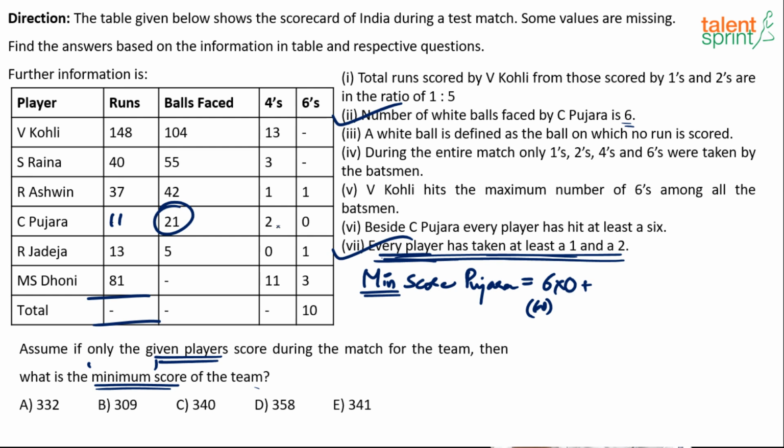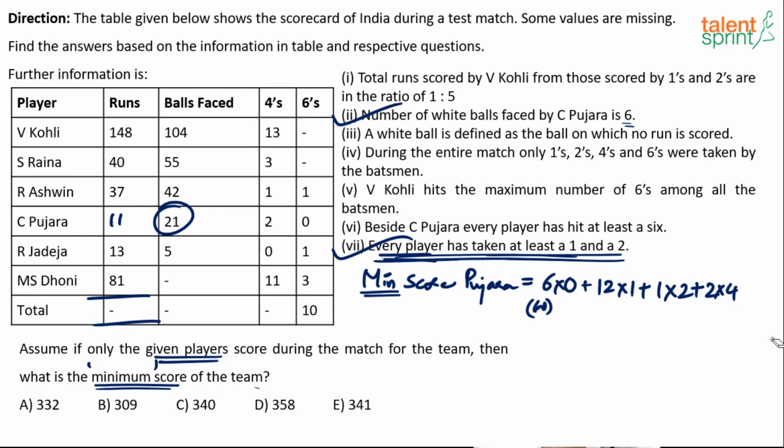Then if you see, he has scored 2 fours. 6 plus 2, 8. Out of 21 balls, 8 balls are gone here, in white balls, 4s and 6s. Remaining are 13. I would assume in all the remaining 13 balls he would have taken singles, but then there should be at least 1 single and 1 two by each batsman. So out of the remaining 13 balls, I can say he has taken 12 singles and only 1 double. I mean 1 two. So 12 into 1 plus 1 into 2 plus 2 into 4 plus 0 into 6. You got it?